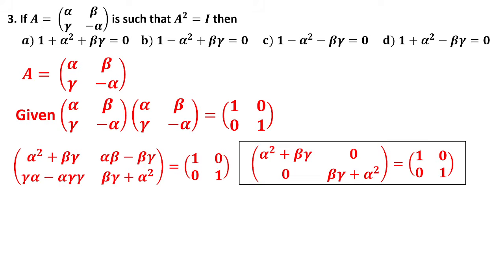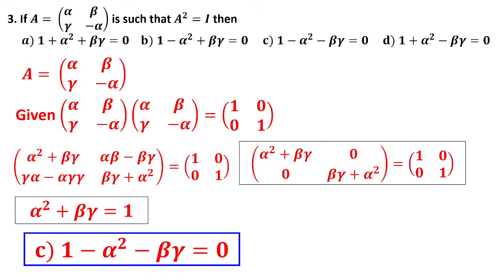Now we are just equating it. When you equate, you will get alpha square plus beta gamma is equal to 1. Therefore, 1 minus alpha square minus beta gamma is equal to 0. Therefore, option C is the correct answer.